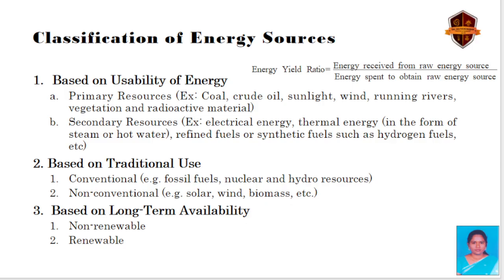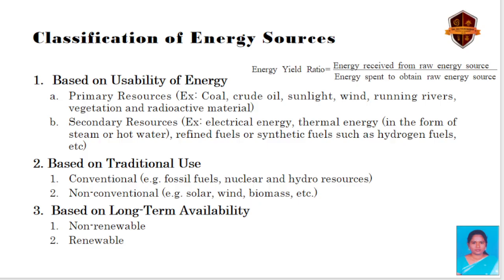Primary energy sources are those available directly from nature, such as coal, crude oil, sunlight, wind, running rivers, vegetation, and radioactive materials. Secondary energy sources are obtained by converting primary energy sources. Examples include electrical energy, thermal energy in the form of steam or hot water, refined fuels, and synthetic fuels like hydrogen. Primary energy is the raw form of energy obtained from nature. The secondary energy is the usable form derived from primary energy. This classification helps us understand the energy conversion chain, starting from natural resources to final energy delivered to consumers.